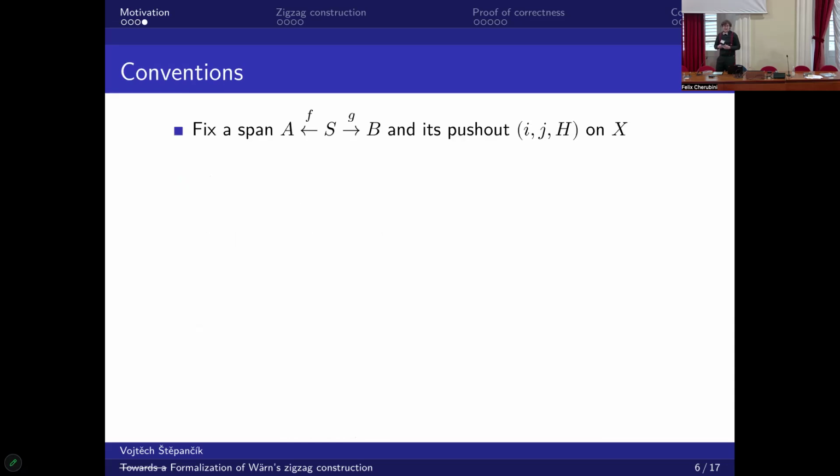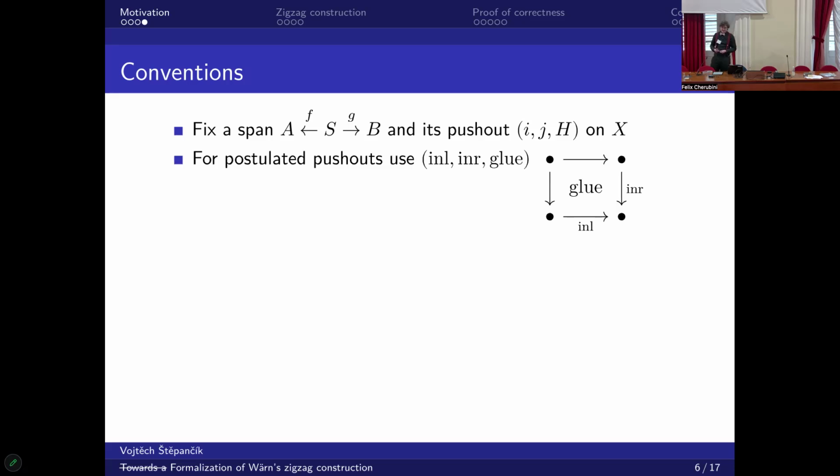And I also fix some conventions for the talk. So we fix this pushout, this span f and g, and its pushout i, j and h on the type X that we want to study the identity types of. And there are also some other pushouts that pop up. And for those, I will use the identifiers inl and inr for the inclusion maps and glue for the square.